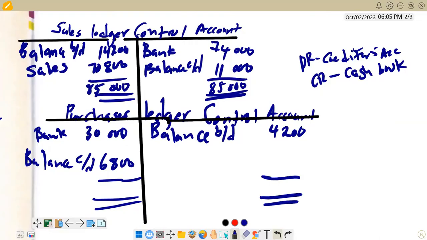Right. So if you add the total 30,000 plus 6,800 there, we're supposed to get 36,800 there. So this will be there again on the credit side in between double lines. When we say 36,800 minus 4,200, we get 32,600. So this is the figure for purchases now.